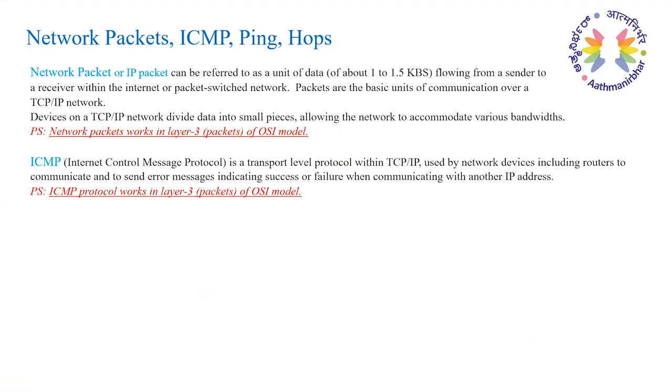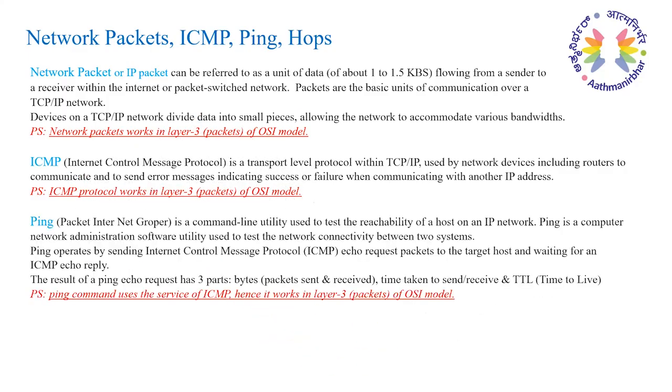Further, we have ICMP, which we were discussing just now. It is the Internet Control Message Protocol. It is a transport layer protocol with TCP/IP used by network devices, including routers, to communicate and send error messages indicating a success or a failure while communicating with another IP address. That is what we just did. We tried to establish connectivity, and we were able to establish that communication.